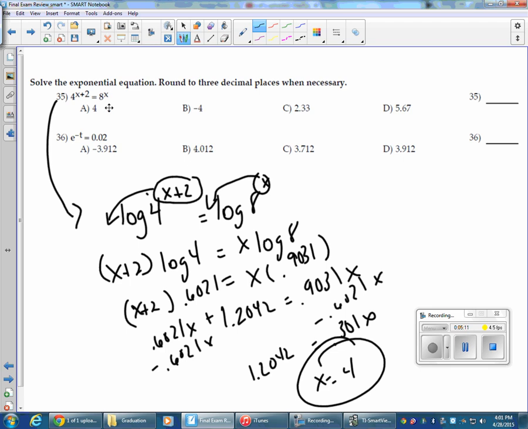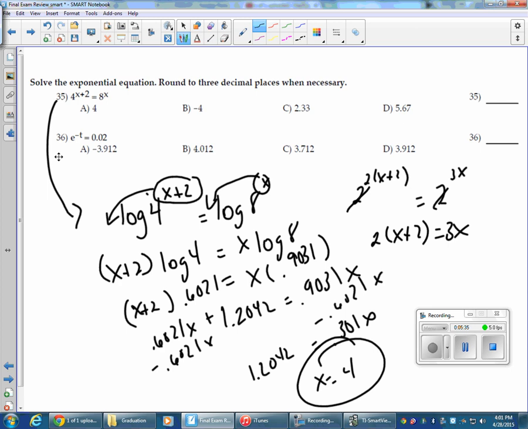Another option with this same problem would be to rewrite 4 as 2 squared, and then rewrite 8 as 2 cubed. So this side becomes 2 to the 2 times x plus 2, and this side becomes 2 to the 3 times x. Then you could drop off the 2's, and you're just doing 2 times x plus 2 equals 3x. You can also do it that way.